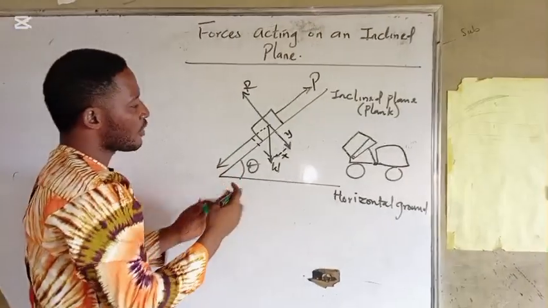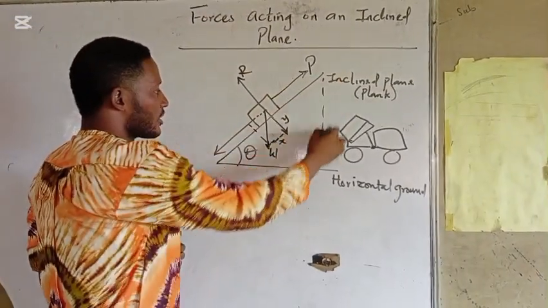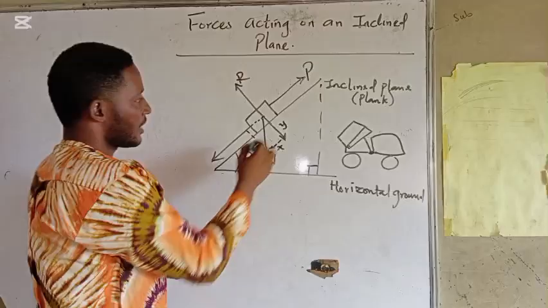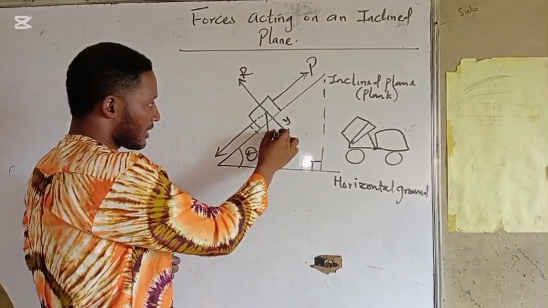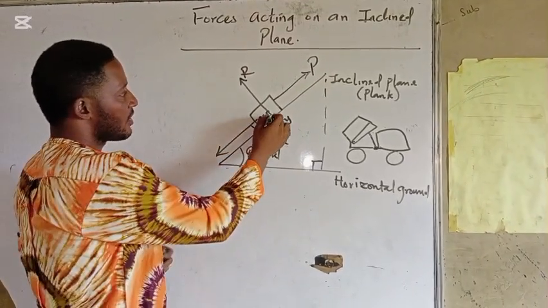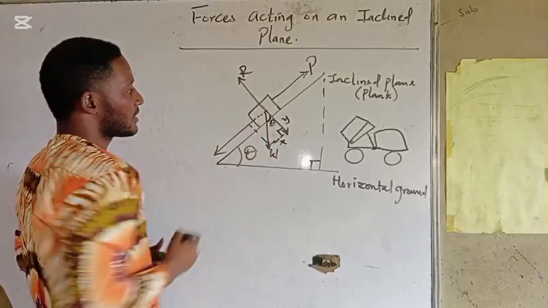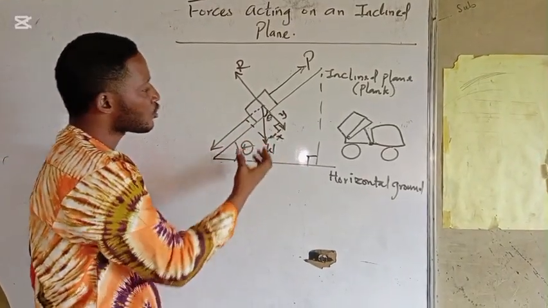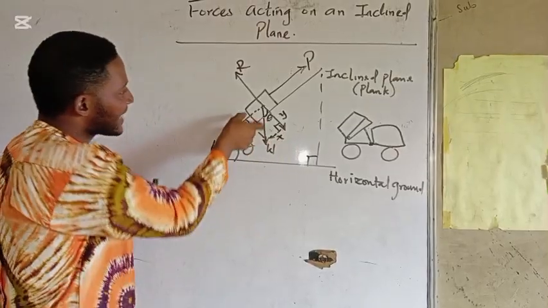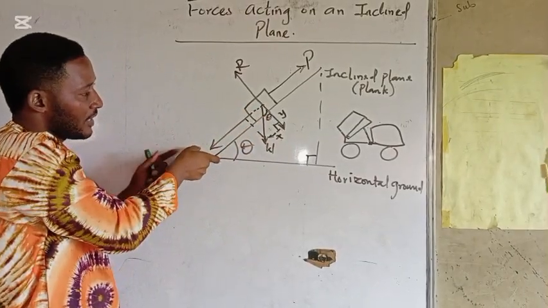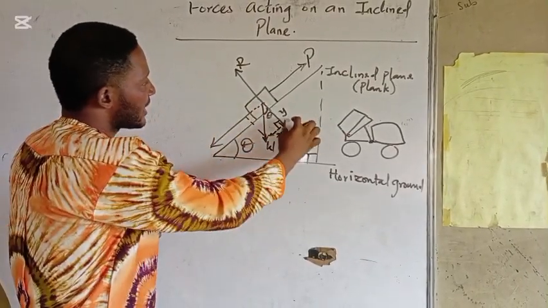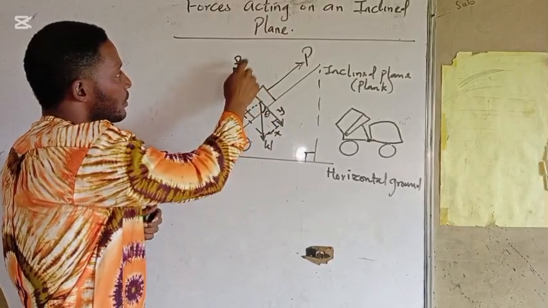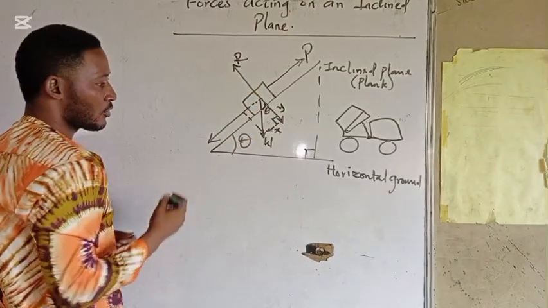Now, based on similarity of triangles, if you connect this to this, we have a right angle triangle. As we have connected this now, we have a right angle triangle here. So based on similarities, we can call this angle theta. Now, this triangle we have generated here will enable us to obtain the force that is capable of sliding this object down this plane, and also the force that is vertically opposite to the normal reaction. So let's extract this triangle to do that very quickly.